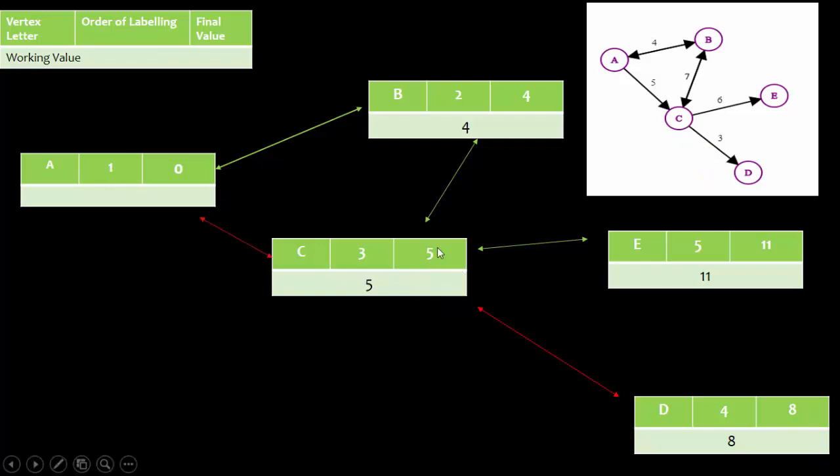Now, if I try to go from here, say maybe C to B is the shorter path. Well, if I check C to B, 5 minus 4 is 1. That is not equal to 7, so I know that is not part of the shorter path. So I check C to A. Maybe that's part of the shortest path. How do I determine that? I take the final working value of C, which is 5, and the final working value of A, which is 0. I find the difference between them. 5 minus 0 is 5, which matches the distance.